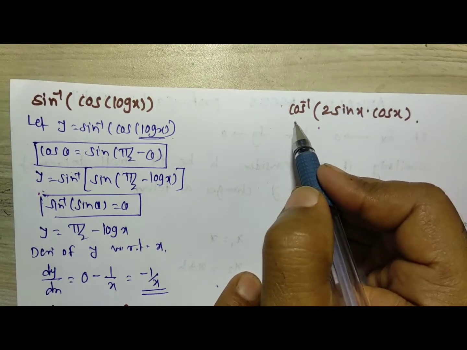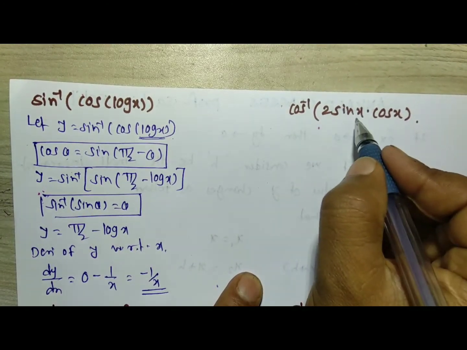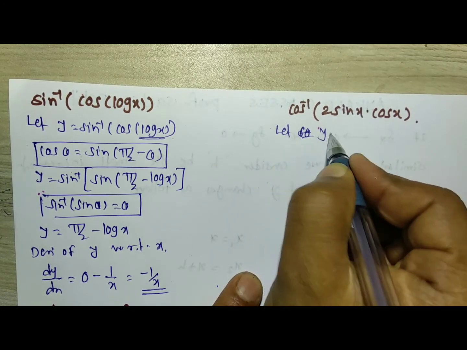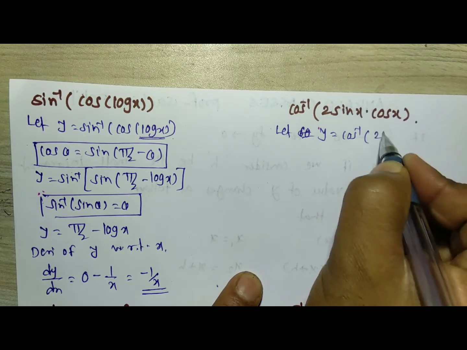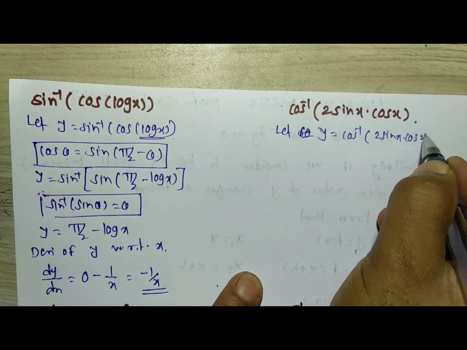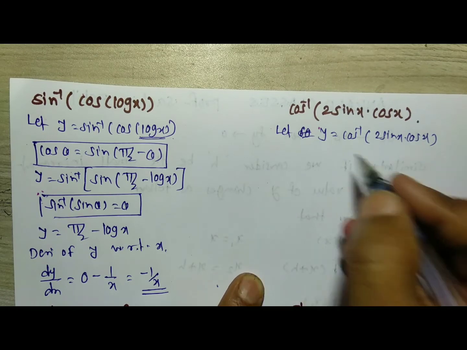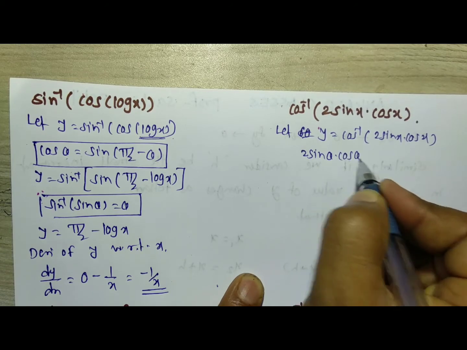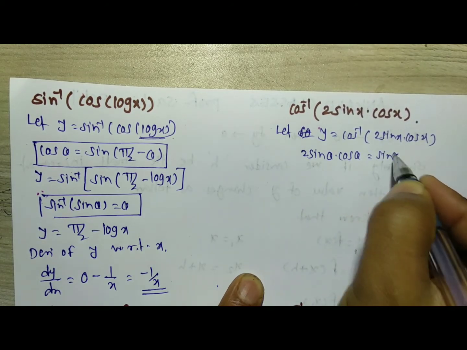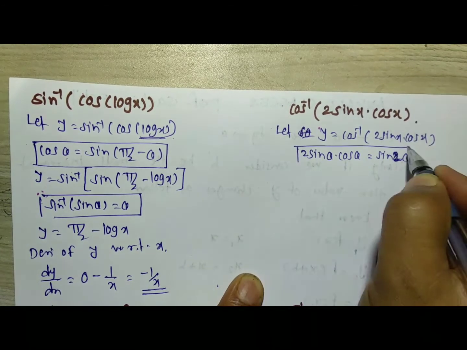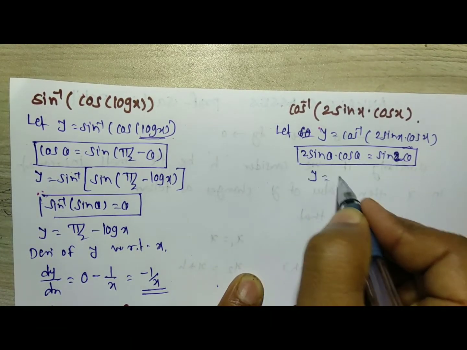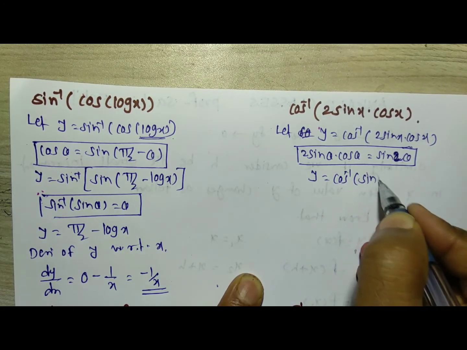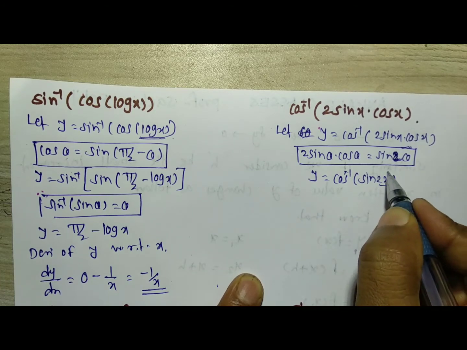Now we are going with this one, cos inverse of 2 sin x cos x. Once again, let y is equal to cos inverse of 2 sin x into cos x, and we know that 2 sin theta into cos theta is equal to sin 2 theta. By using that formula, y is equal to cos inverse, inside the bracket sin 2x, and 2x works as theta.